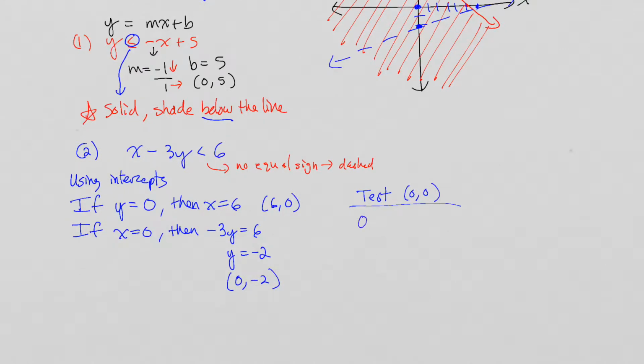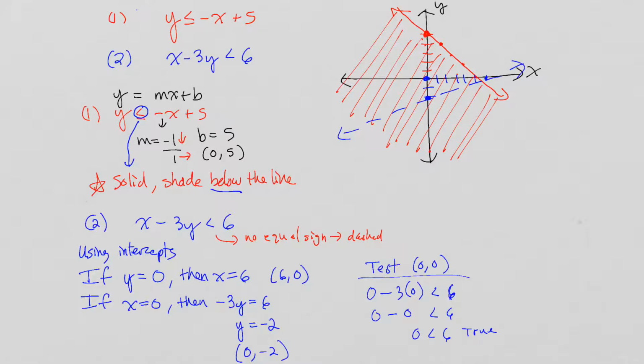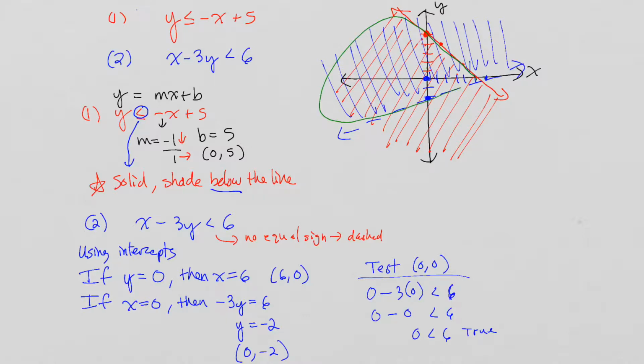So all we're going to do is put in 0 for x and y. And we're going to see if this is true or not. So 0 minus 0. So is this true? 0 is less than 6? Yes, this is true. And if that's true, that means we're going to shade in the region where the 0 is. So we're going to shade above the line. Now the solution region is going to be the overlap of those two regions, which is in this region right here.